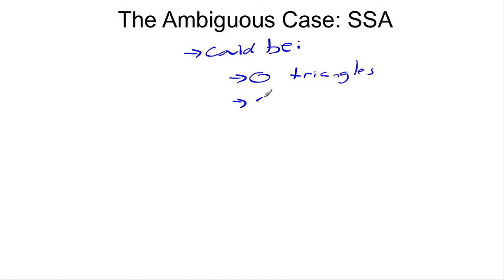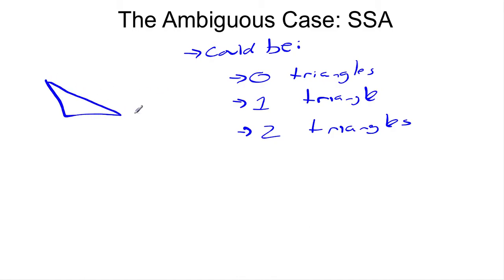This is great, however, there's something called the ambiguous case, so side-side-angle. If I'm given two sides and then an angle, there could actually be different cases. There could be either no triangles, so 0 possible triangles, exactly one triangle, or two triangles. And this is dependent on what's there. So I could have either this obtuse triangle, or I could have this acute triangle.